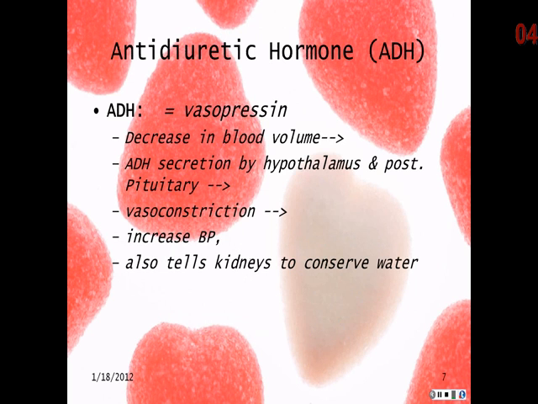ADH, or antidiuretic hormone, is also known as vasopressin. A diuretic is a substance which causes the kidneys to secrete more water, so an antidiuretic will cause the retention of water. When there is a decrease in blood volume, ADH will be produced in the hypothalamus and secreted from the posterior pituitary. This will tell the blood vessels to vasoconstrict, as well as the kidneys to conserve water, and the skin to decrease sweating to increase blood pressure.